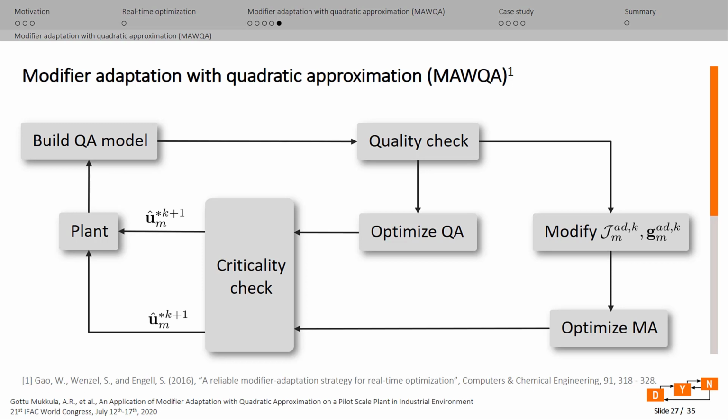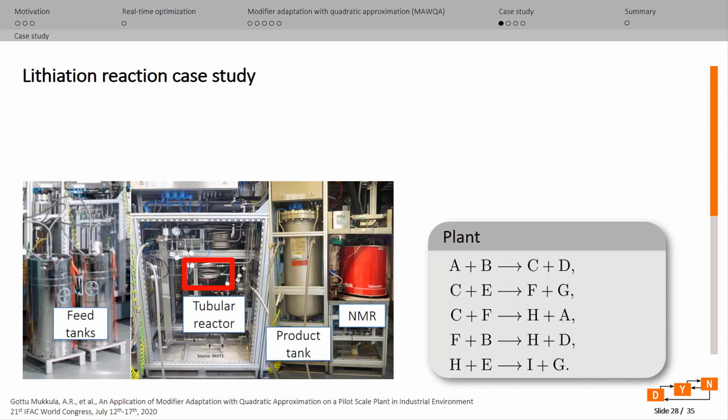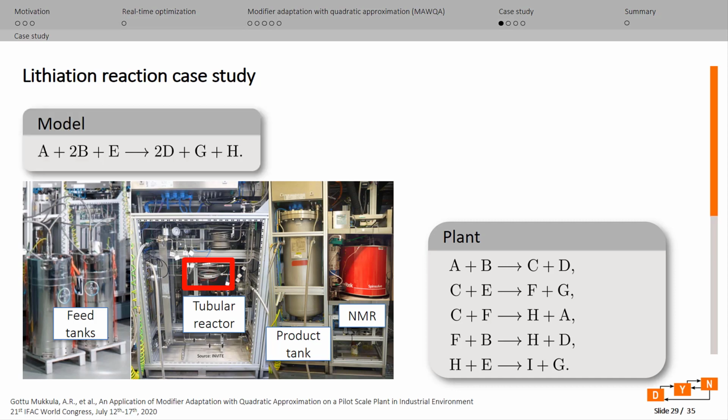Let me now present to you the lithiation case study. Three reactants, aniline represented by A, lithium bis(trimethylsilyl)amide represented by B, and fluoronitrobenzene represented by E react in a 5-step reaction mechanism in a tubular reactor at room temperature to produce lithium 2-nitrodiphenylamine represented by H. However, the information about the reaction kinetics is not known. We know that the reaction is fast and exothermic.